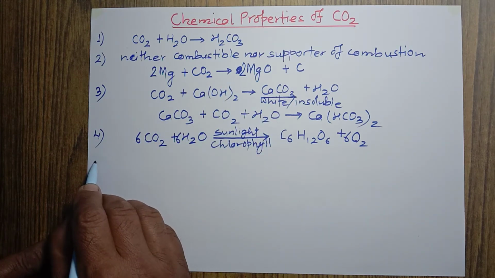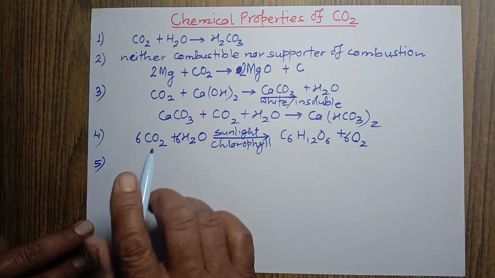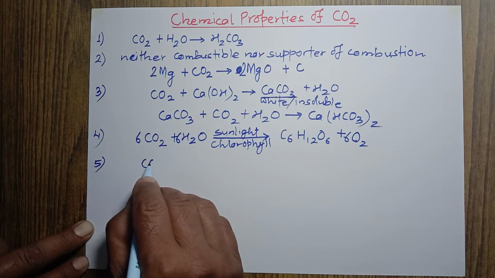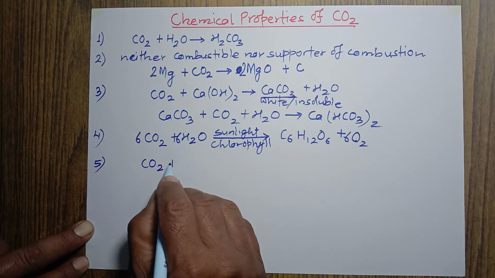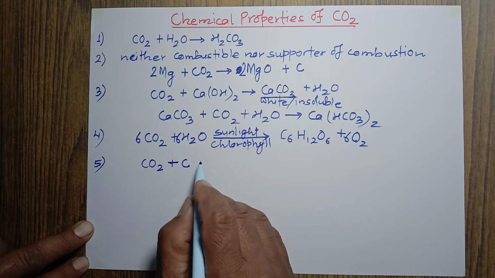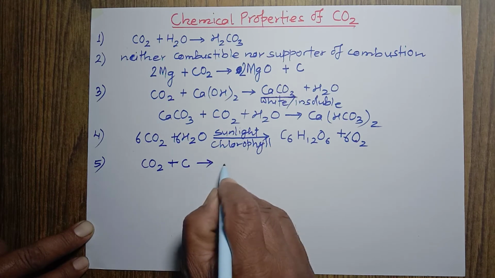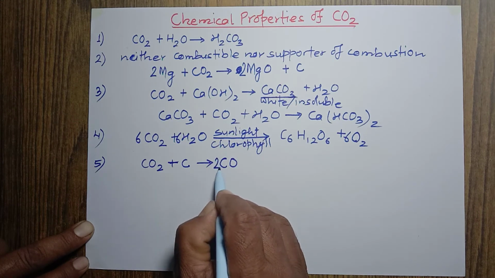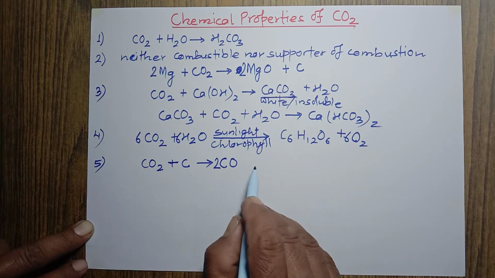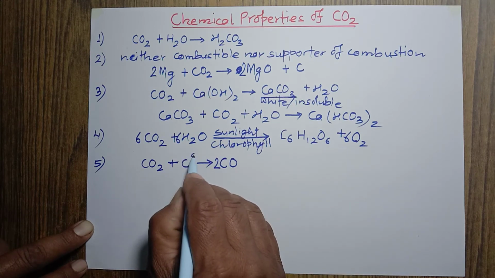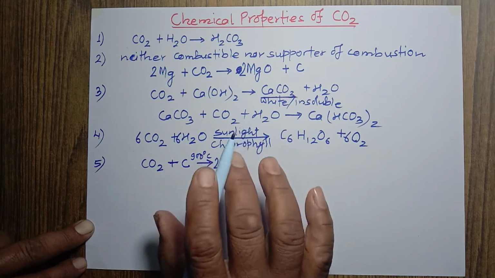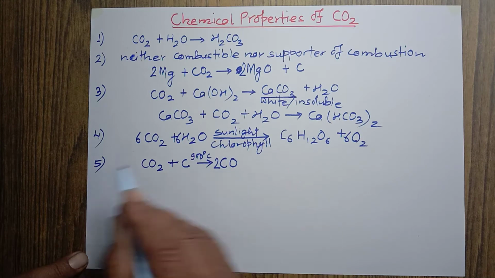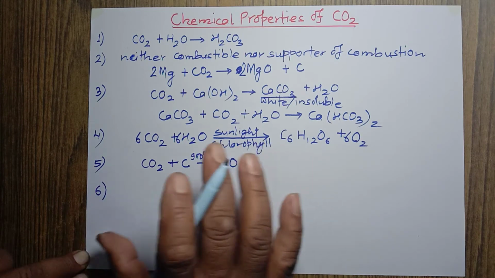Okay, next I'm talking about the 5th point. When carbon dioxide gas is passed over red hot carbon, which is called coke, then what is formed? They form carbon monoxide. Now the reaction can be balanced by taking 2 here. When CO2 gas reacts with red hot coke, at a temperature of about 900 degrees Celsius, then carbon monoxide forms.